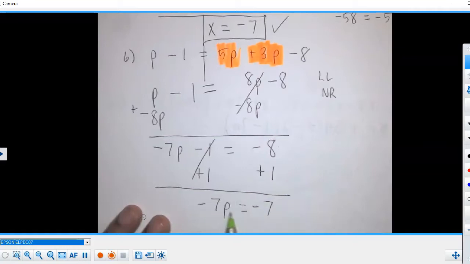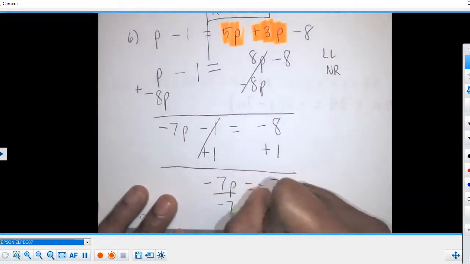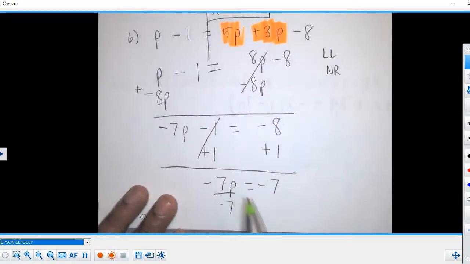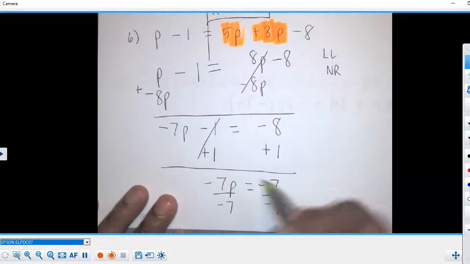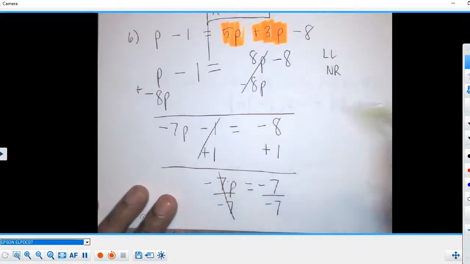And remember, we're not going to divide by just 7. We're going to divide by negative 7 because we do not want to leave that negative on that p. So we're going to divide by negative 7. That was our coefficient. Negative 7 divided by negative 7 is positive 1. And that's what we want.